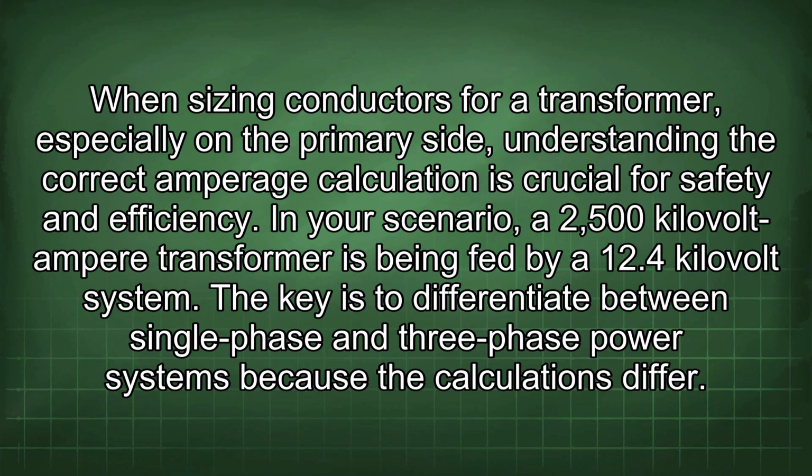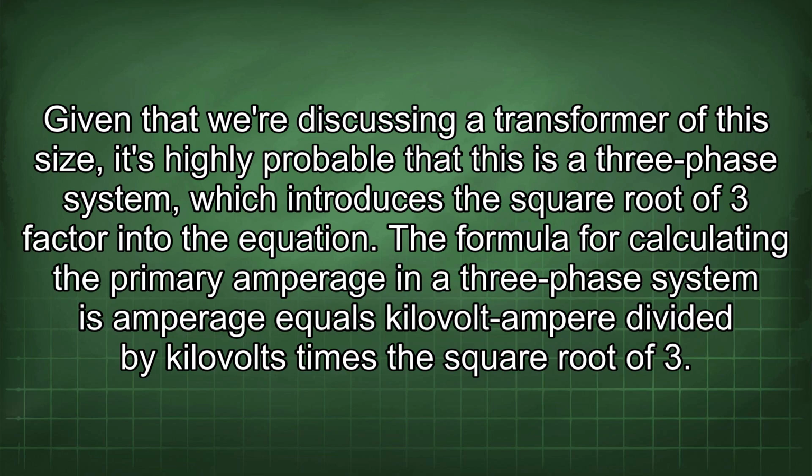When sizing conductors for a transformer, especially on the primary side, understanding the correct amperage calculation is crucial for safety and efficiency. In your scenario, a 2500 kVA transformer is being fed by a 12.4 kV system. The key is to differentiate between single-phase and three-phase power systems because the calculations differ. Given that we're discussing a transformer of this size, it's highly probable that this is a three-phase system, which introduces the square root of 3 factor into the equation.